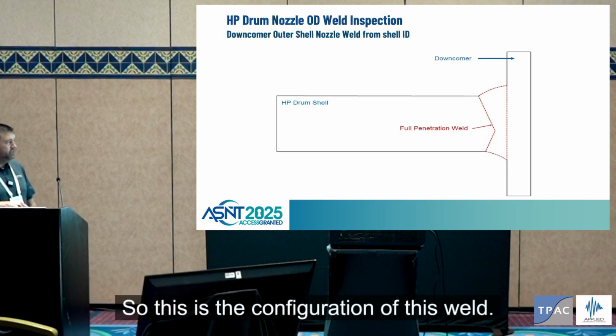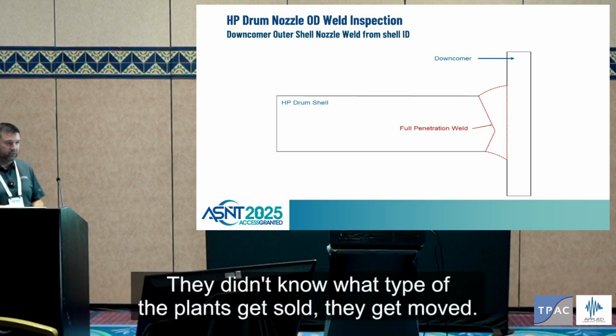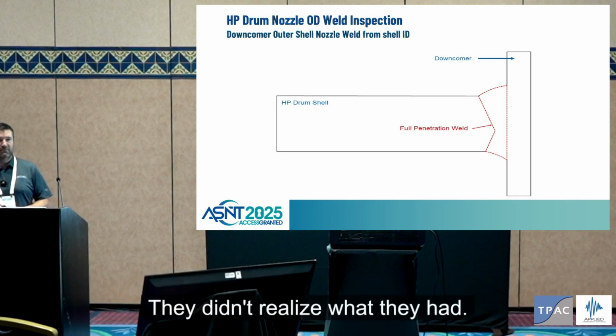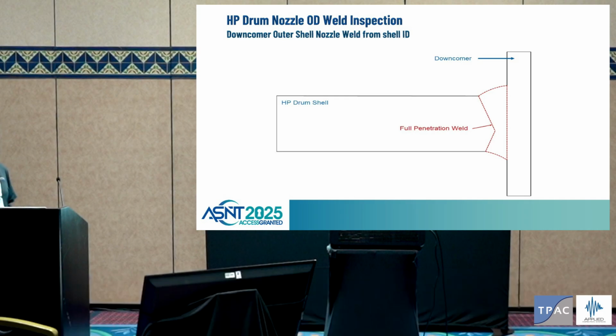So this is the configuration of this weld. The customer also didn't have drawings. They didn't know what type of weld they had; the plants get sold, they get moved. They didn't realize what they had. So the first step was to go in and tell them what type of weld they had.